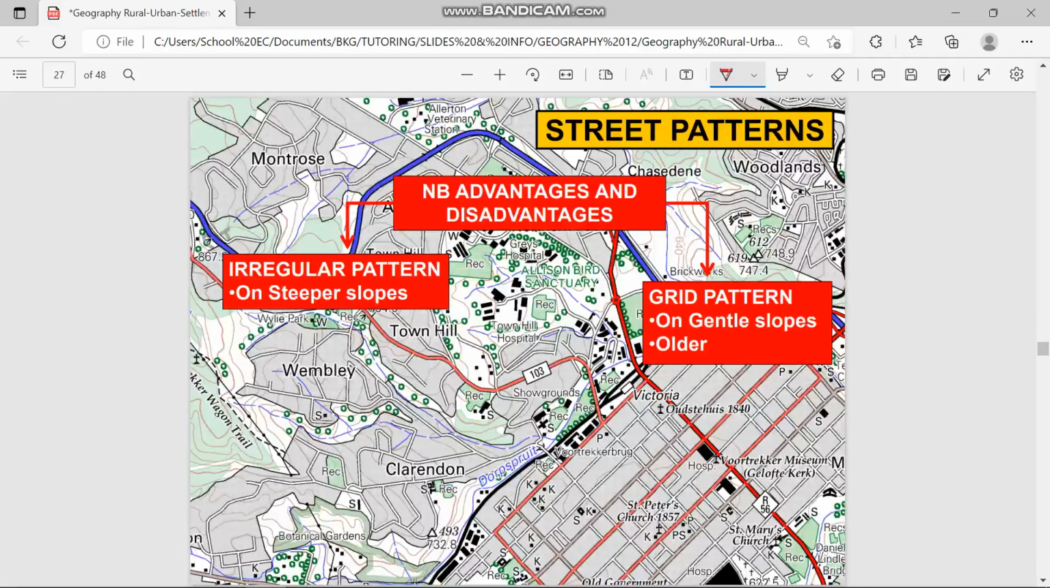Okay, let's see these kinds of patterns on our maps. As you can see, this is a grid pattern on a slope. It's easy to find ways here.